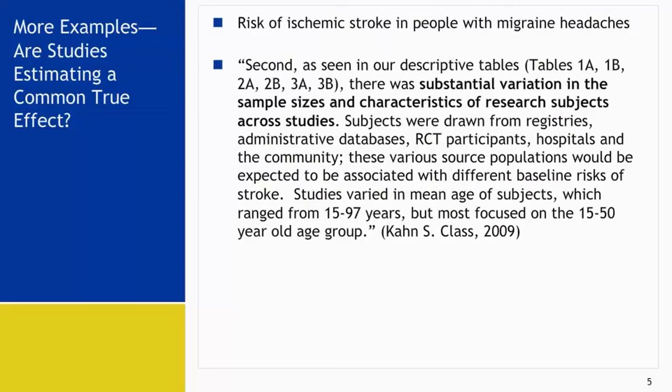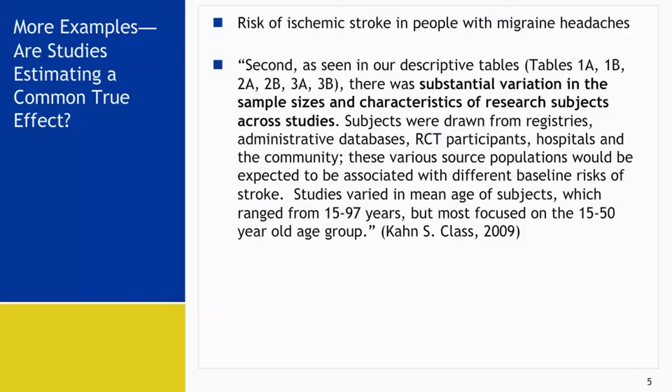This example examined the risk of ischemic stroke in people with migraine headache. And the authors wrote, as seen in our descriptive tables, there was substantial variation in the sample sizes and characteristics of the research subjects across studies. Subjects were drawn from registries, administrative databases, randomized controlled trial participants, hospitals, and the community. These various source populations would be expected to be associated with different baseline risk of stroke. And the studies also varied in mean age of subjects, which ranged from 15 to 97 years, but most focused on the 15 to 50-year-old age group.